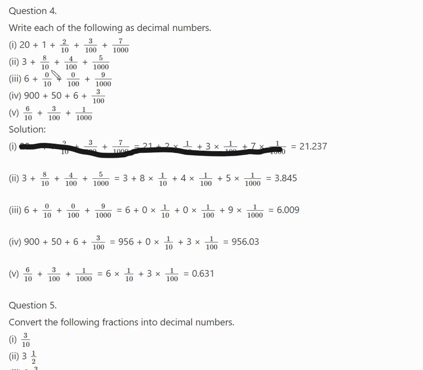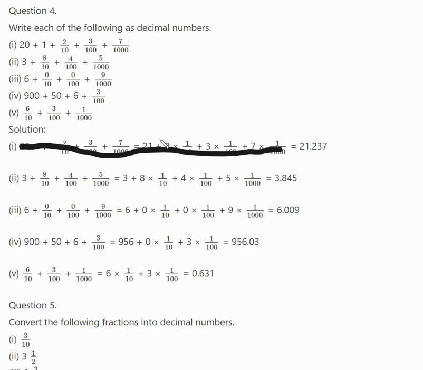Here, 3.845. Here, 6.009. Yes, 6.009. Last sum, 956 point. There is no 10th place, so for that you have to put 0. And then 100th place, we have 3. So, 956.03. Yes, okay?